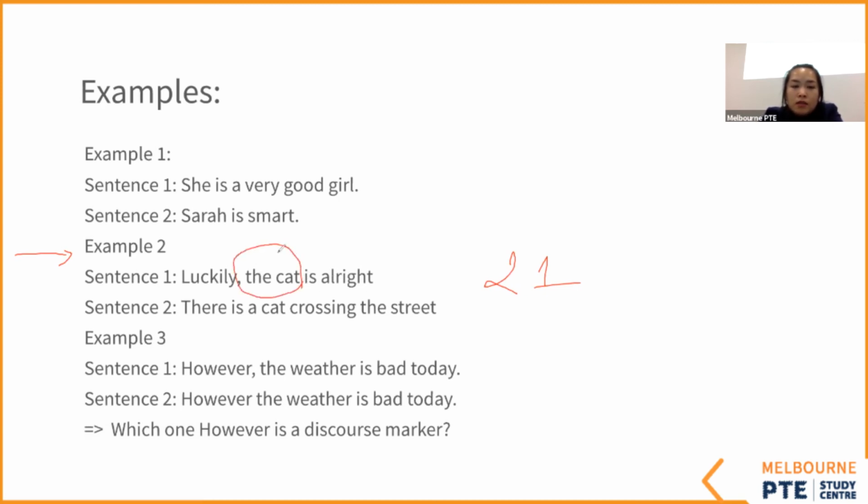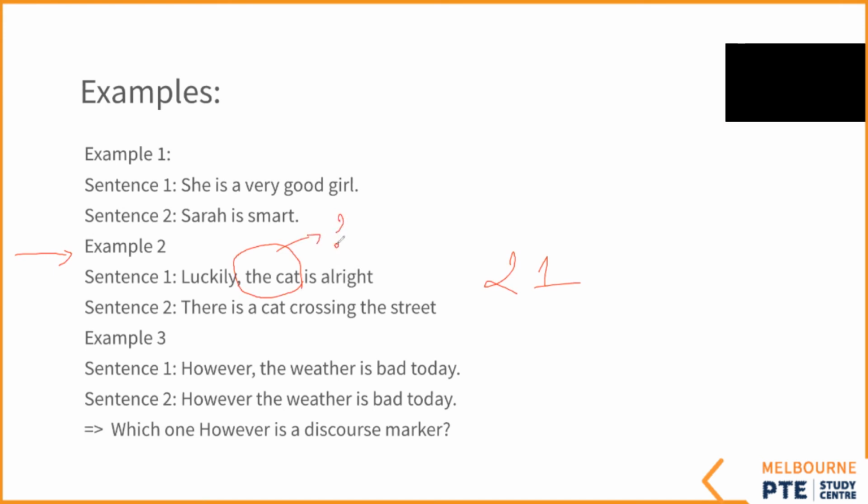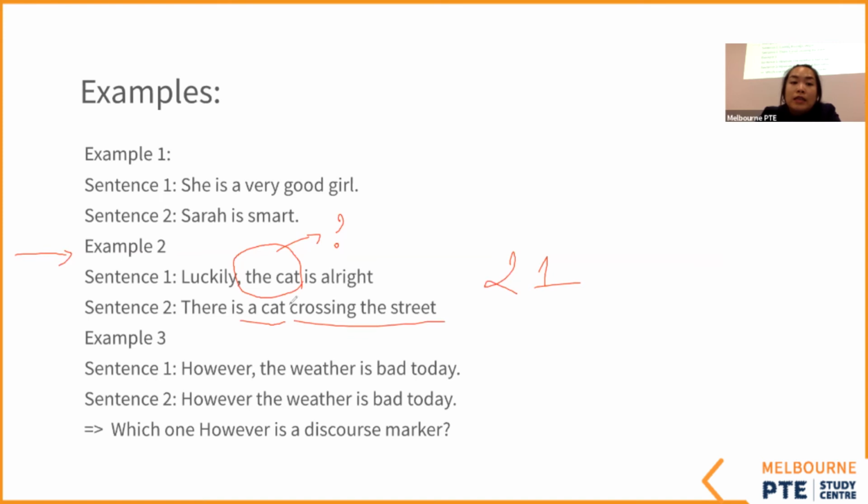The cat, do you know what cat it is? You have no idea where the cat is coming from, right? So without the general information, you won't be able to know what they're talking about, just like without the topic, you don't know what the example is about, right? So sentence number 2, there is a cat crossing the street, right? So now I know that the cat they mentioned here is a cat that is crossing the street.